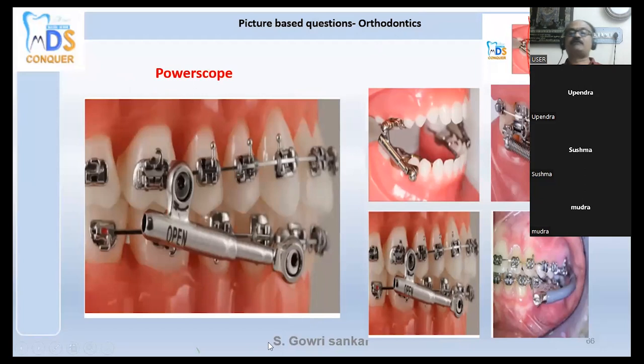These two are, of course, first is Forsus, next is your PowerScope. These are the two commonly used appliances. This is also a piston and tube mechanism similar to Herbst, but is not attached directly to the tooth.